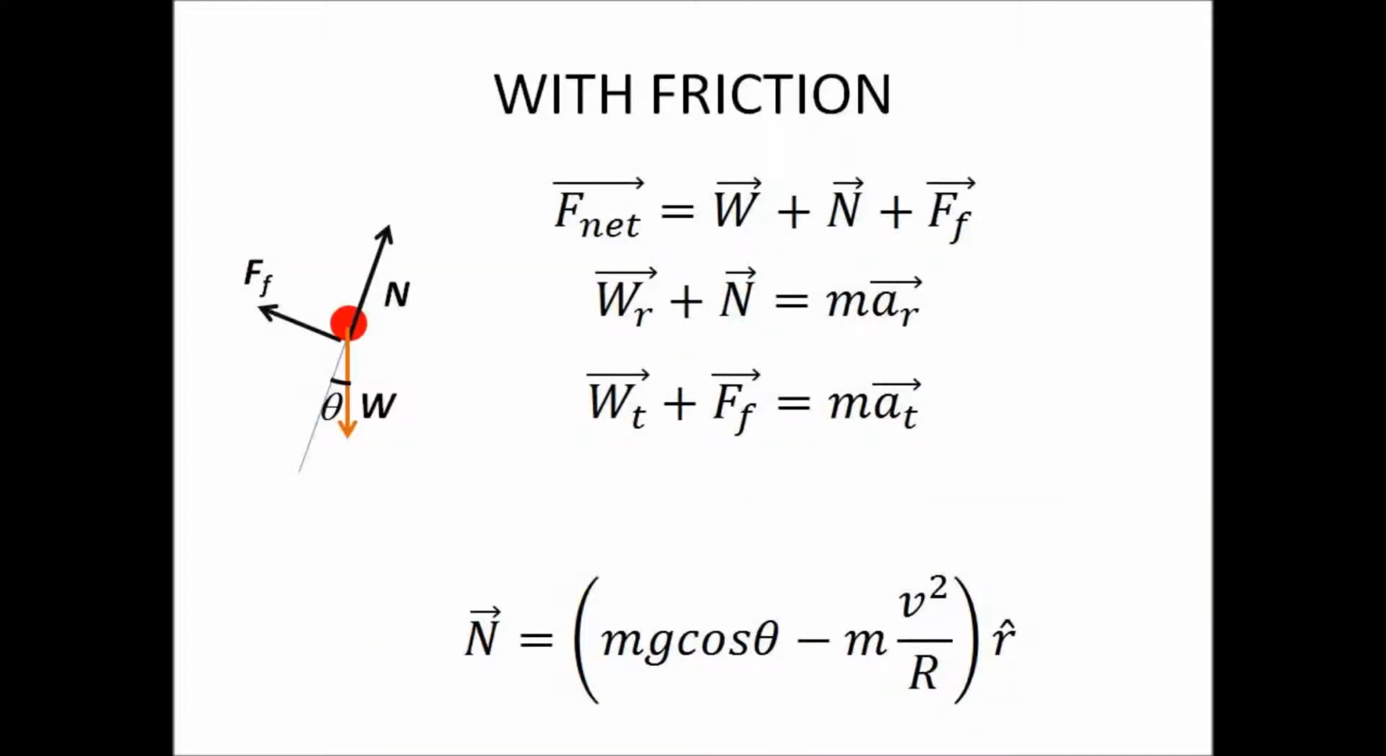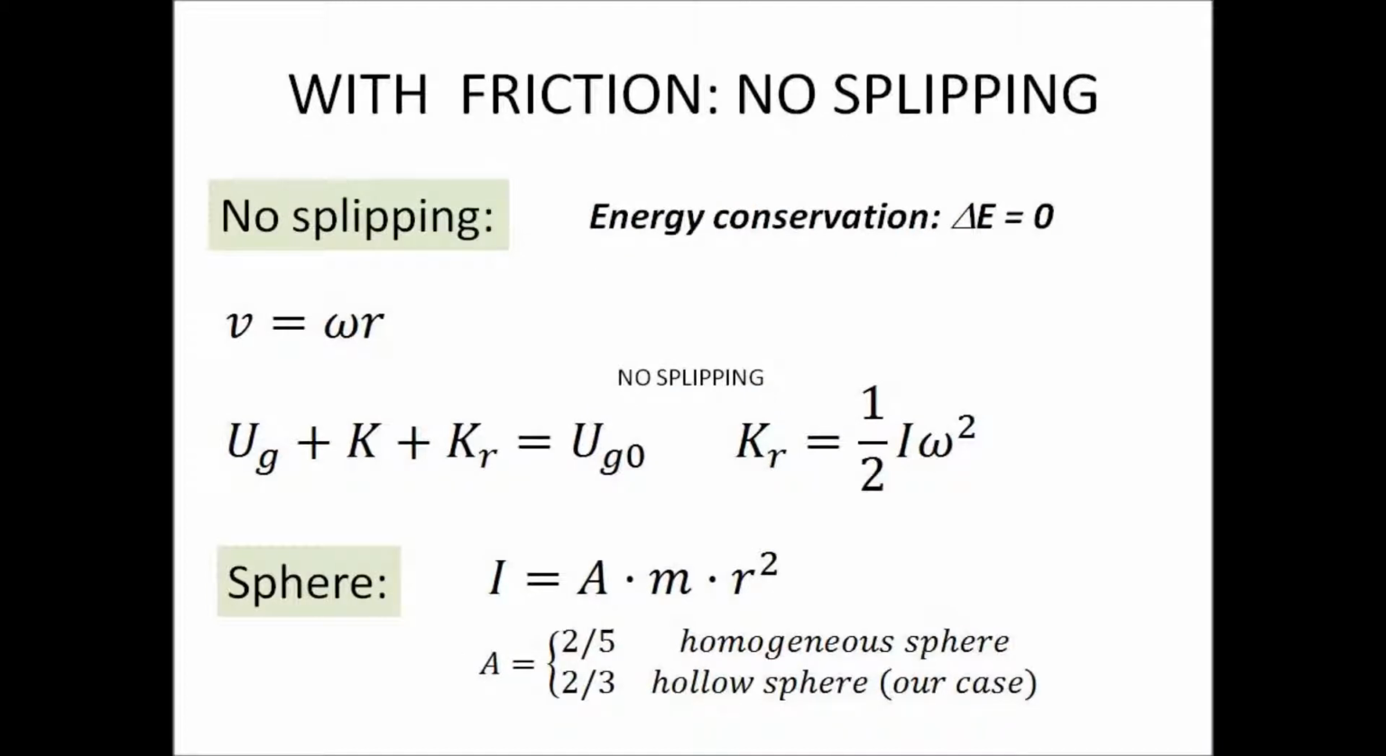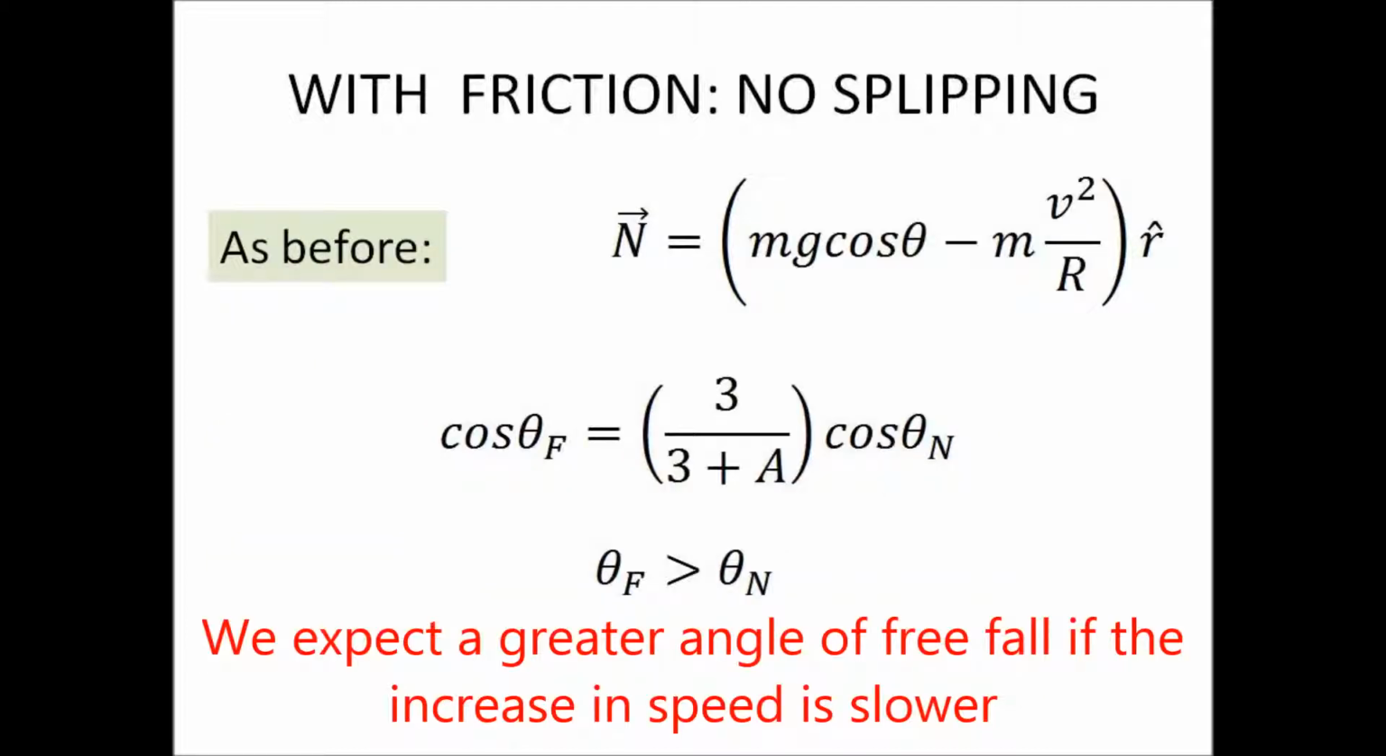With friction, there are some changes. We have friction in the tangential direction that initially makes the ball start spinning, and it will make the translational velocity increase at a slower rate. The condition to start the free fall is the same as before, that is, the normal force is null, but due to the different increases in speed, the angle is going to be higher than in the frictionless case. If we suppose that the ball does not slip, we can find the new angle after including the rotational kinetic energy. In our case, we have a hollow sphere rolling down.